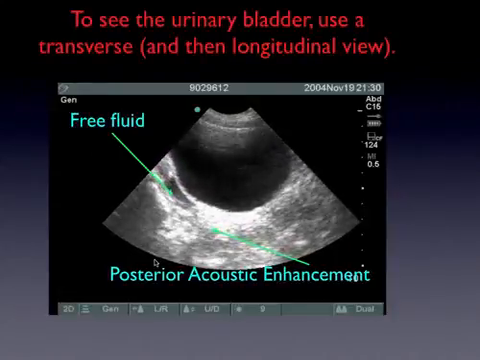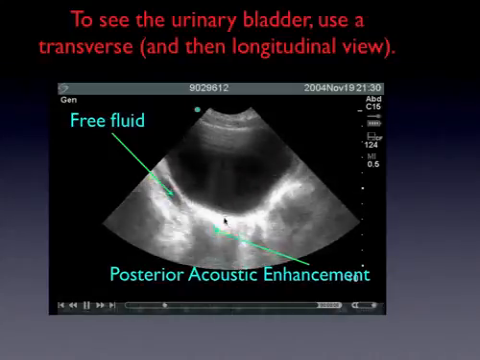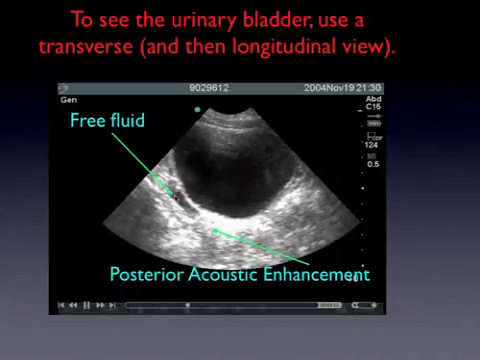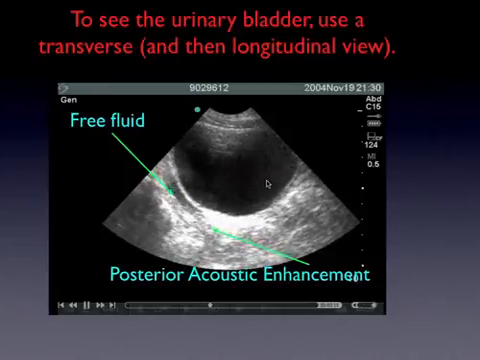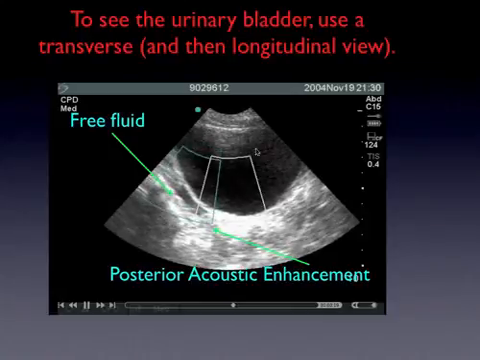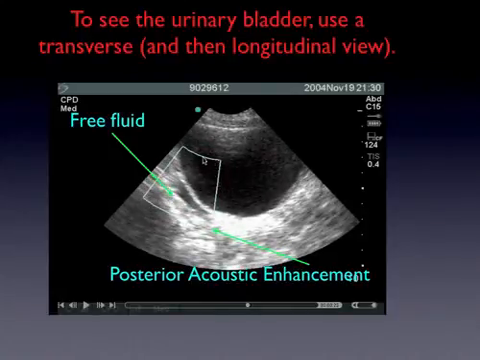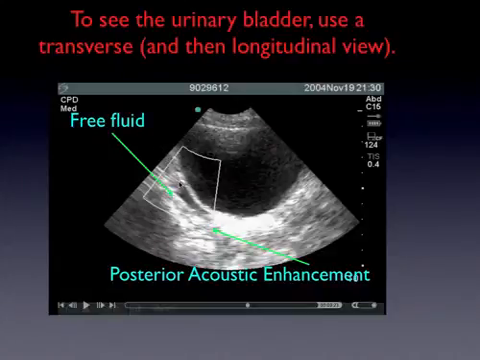To see the urinary bladder, use the transverse view and then the longitudinal view. And again, note this posterior acoustic enhancement over here. And here, there is some free fluid. Shouldn't have anything here. Here's the urinary bladder, and it's somewhat overgained. This should be perfectly anechoic here. And what's happening here is someone is putting color flow over here to make sure that this is not an iliac vein, which would be more in this area over here. But this is not an iliac structure.